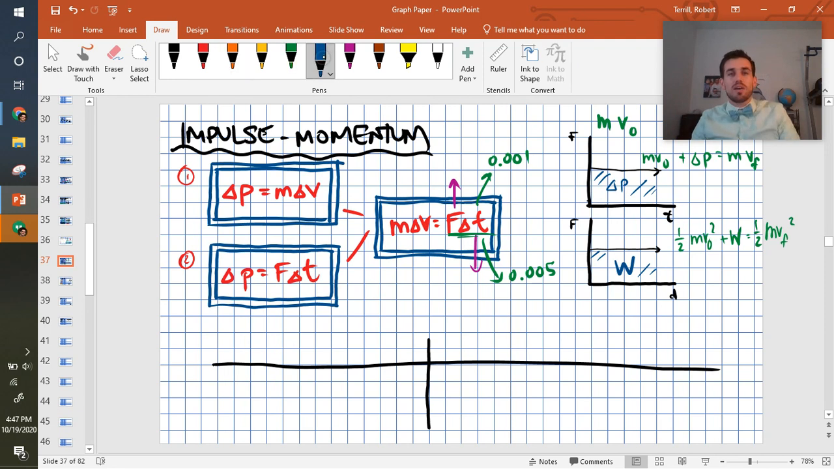Last thing that I want to talk about is when to use conservation of momentum and when to use impulse. Conservation of momentum works really well when we know both objects. We have two objects, and we can really easily figure out their speeds and energies and stuff like that.